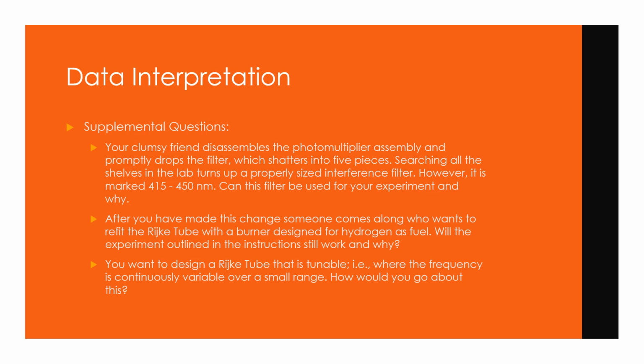This could be achieved by either changing the length of the Rijke tube or changing the temperature of the air. You could change the temperature of the air by allowing for variable amounts of fuel, which allows for variable amounts of combustion and therefore variation in temperature.